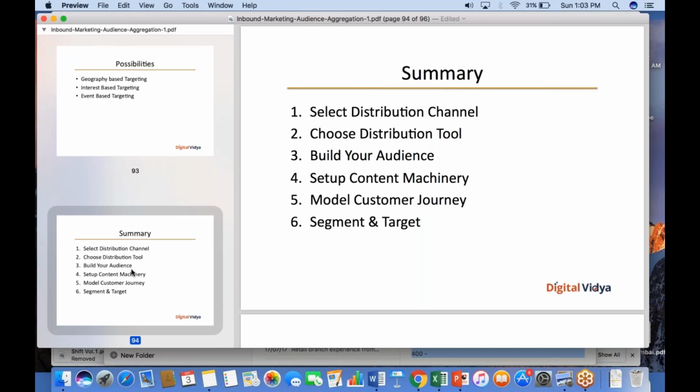The other thing is you need to choose your distribution tool. I spoke about a few popular email customer engagement platforms, MailChimp and Acton, which is my personal favorite. The third thing you need to do is to build up your audience set, which is your email list. We spoke about several ways and means by which you can go about building your email lists.